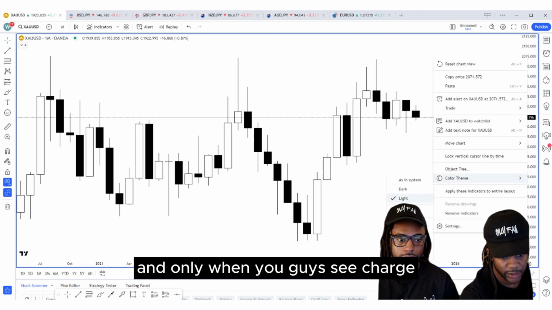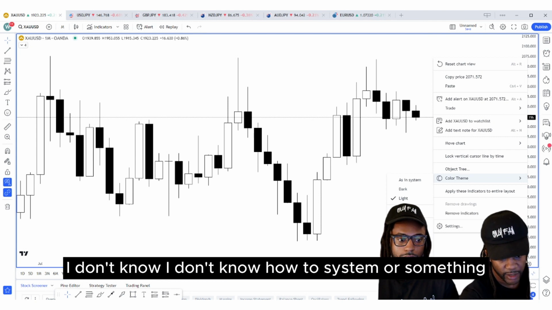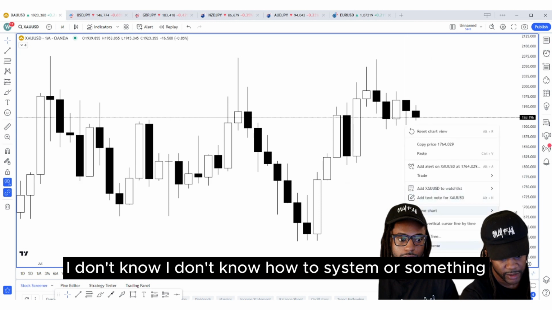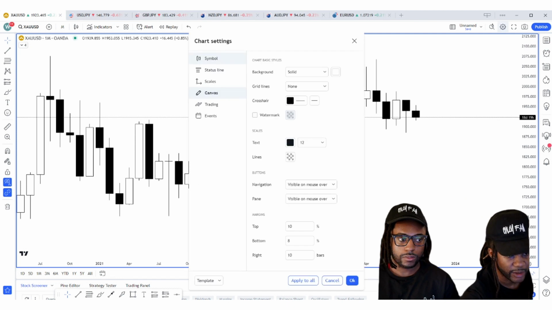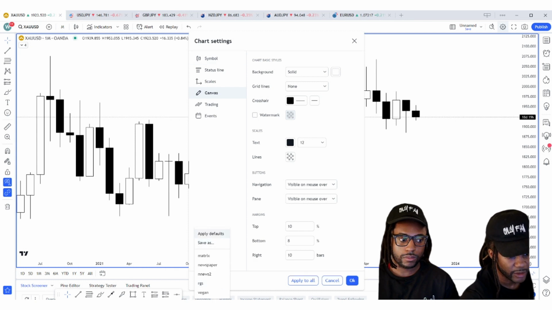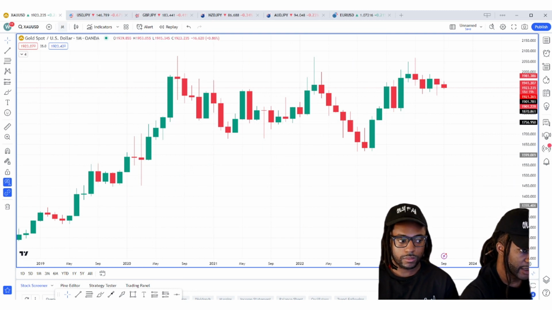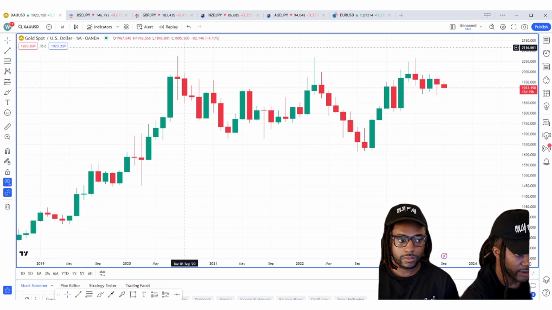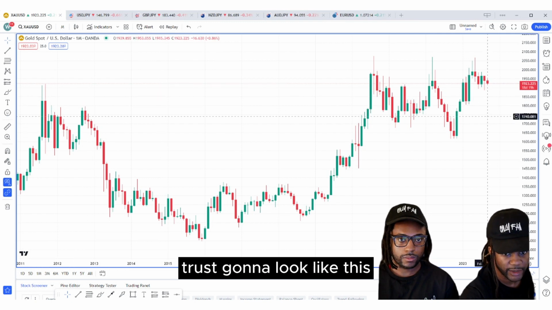And normally when you guys see charts... Let me see. When most people see charts, they look like this. Let me see how I go to default colors. Alright, so when you're just starting out, your charts are gonna look like this, guys. This is how it looks when you're just starting out.